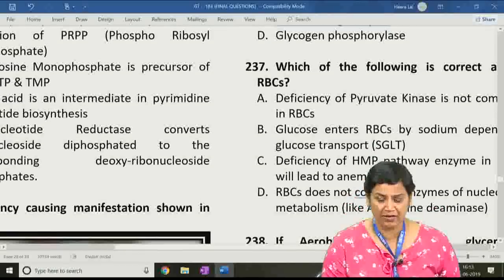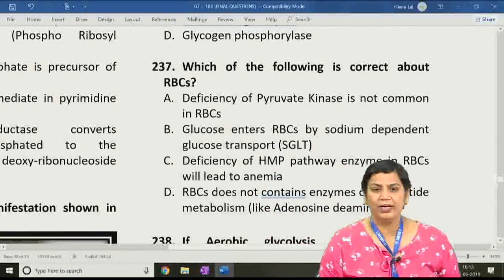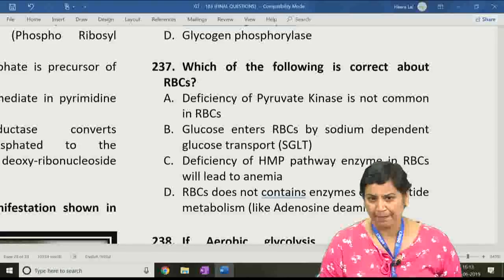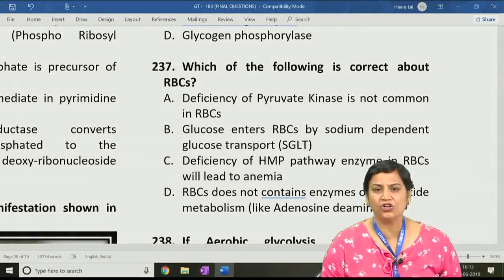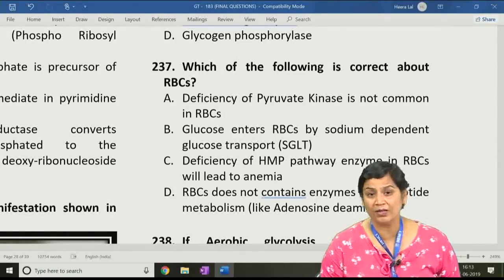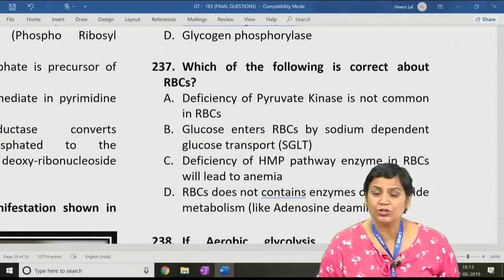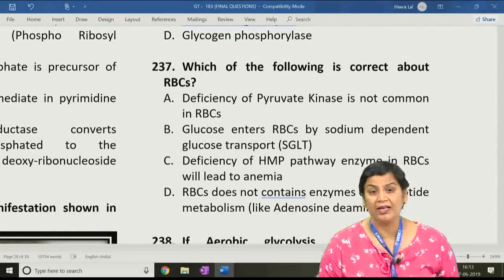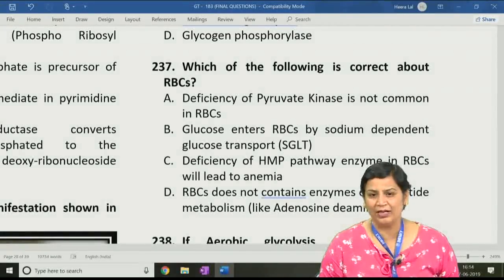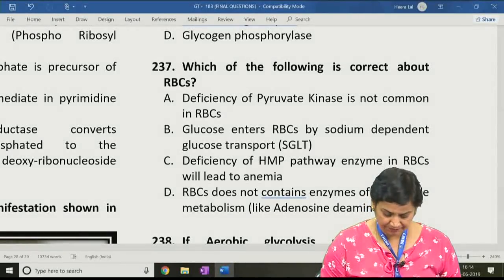Next question, number 237. Which of the following is correct about RBCs? Now see, let's look at the options. Deficiency of pyruvate kinase is not common? It's common. Glucose enters RBCs by sodium dependent? No, glucose always enters RBCs by facilitated transport, and GLUT1 is the transporter required for the transport of glucose in RBCs. Third is deficiency of HMP pathway enzyme in RBCs will lead to anemia. Obviously, this is correct.